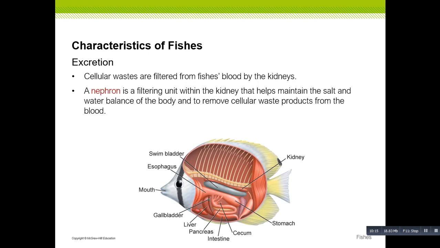Now, just like you and I, they are going to need to filter their waste, basically whatever cannot be absorbed by the stomach and the waste products produced by all the tissue cells. So the cellular wastes are going to be filtered from the fish's blood by the kidneys, exactly the way that our body works. What they have in addition to those kidneys is this unit called a nephron. And a nephron is a filtering unit within that kidney that helps maintain the salt and water balance of the body and to remove cellular waste products from the blood.